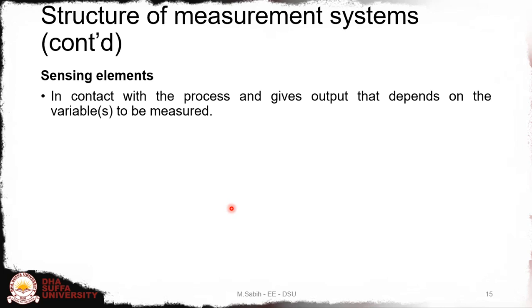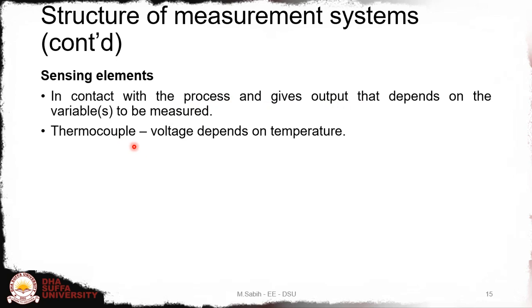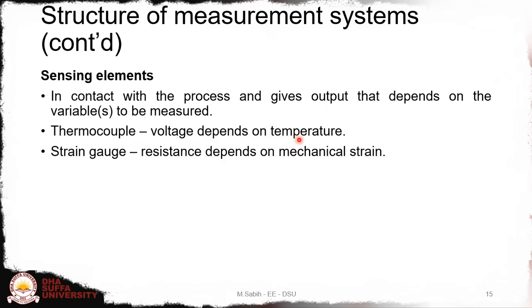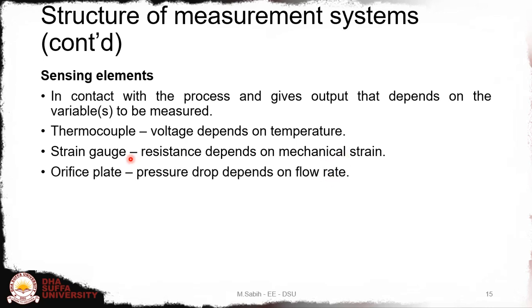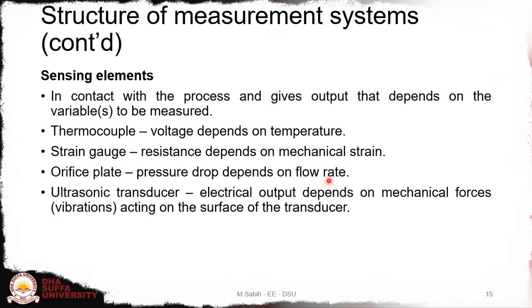So sensing elements are in contact with the process, which is the sensor, and it gives an output that depends on the variable to be measured. For example, a thermocouple, which provides a voltage output depending upon the temperature. A strain gauge changes its resistance depending upon the mechanical strain. An orifice plate provides a pressure drop, which depends on the flow rate. An ultrasonic sensor provides an electrical output that depends on mechanical forces like vibrations on the sensor.